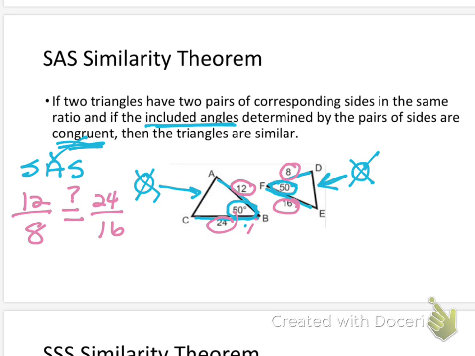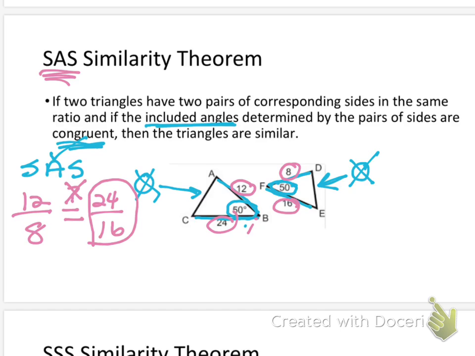Well, I can see right away, if I reduce this, I get 12 over 8. So yes, I don't need the question mark. I have sides that are indeed in the same ratio. So therefore, I can prove that these two triangles are similar, not congruent, but similar, by side, angle, side.